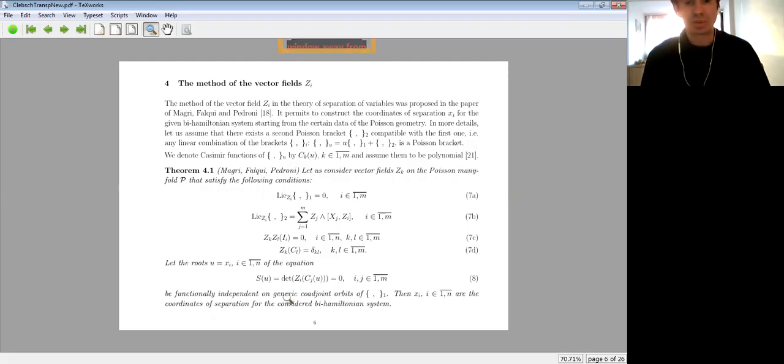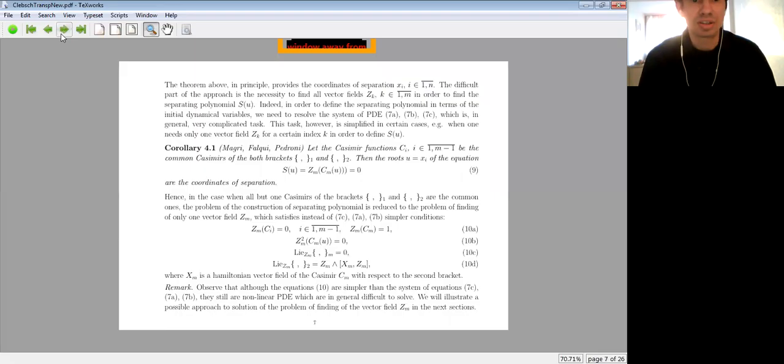Let me say also that I will call the polynomial, the roots of which are the coordinates of separation, the separator polynomial or separating polynomial. So on the one hand, we have a nice theorem, a nice formula, nice answers. But unfortunately, this approach has a difficult part.